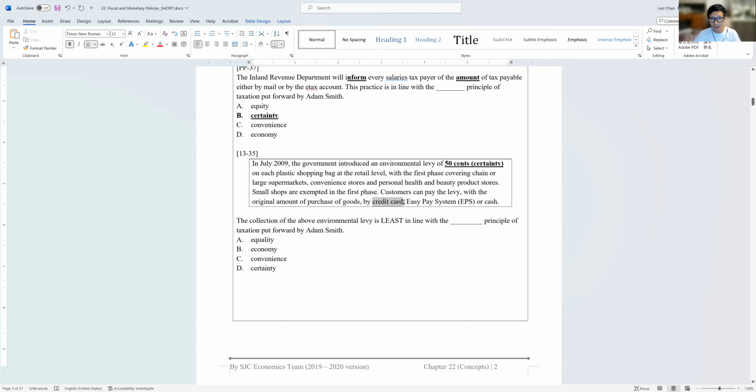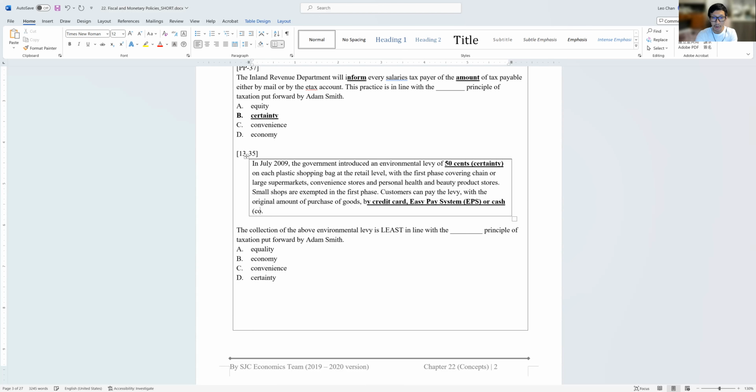On each plastic bag at retail level, okay, with first bag 唔知啦嚇，係咪？Customer can pay the levy with the original amount by credit card, EPS or cash。喂，有咁多唔同嘅方法啦。So what kind of principle? This one we are talking about convenience 係咪好方便啊？喂，唔止喎，其實係嘛？If you can pay by credit card, pay by cash, no need to go to Inland Revenue Department, 唔使特登搭車過去喎。除咗 convenience, right? It's also quite costless, right? So this one economy principle, okay? So least in line with which one is actually equality 嗱，但係唔好喺度停住。你阿 Sir B、C、D 唔啱咪 A 啱咯？No. Try to explain why A is least in line.